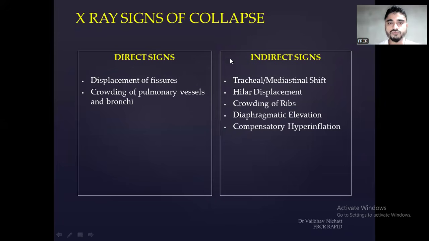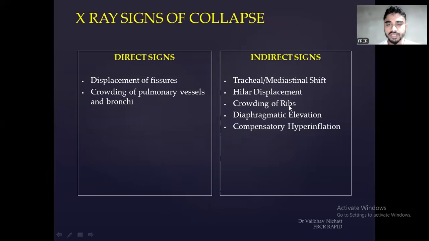So what are the signs of collapse? There are indirect signs and direct signs. Direct signs are more important. What are the direct signs? There are only two direct signs that you should know. The first direct sign is displacement of the fissure. We are going to see how fissural displacement looks on frontal and lateral radiographs, and how to identify various types of lung lobar collapse based on the displacement of the fissure. The second is crowding of pulmonary vessels and bronchi. These are the direct signs.